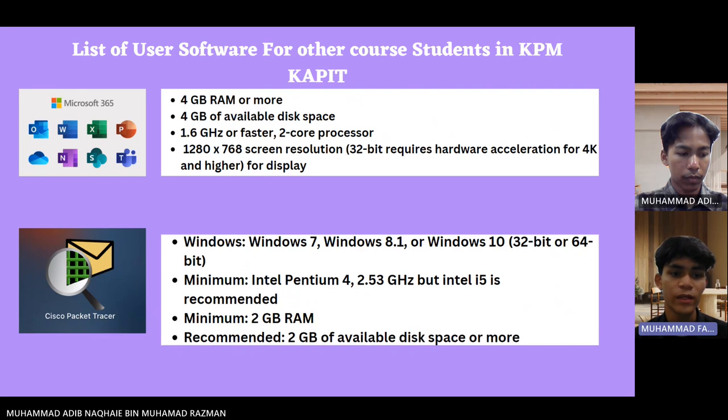Next is Cisco Packet Tracer for DCN students. Windows minimum is Windows 7, Windows 8.1 or Windows 10, 32-bit or 64-bit. Minimum processor for this software is Intel Pentium 4, 2.53 GHz, but Intel i5 is recommended for better performance. 2 GB RAM minimum, and 2 GB of available disk space or more is recommended.